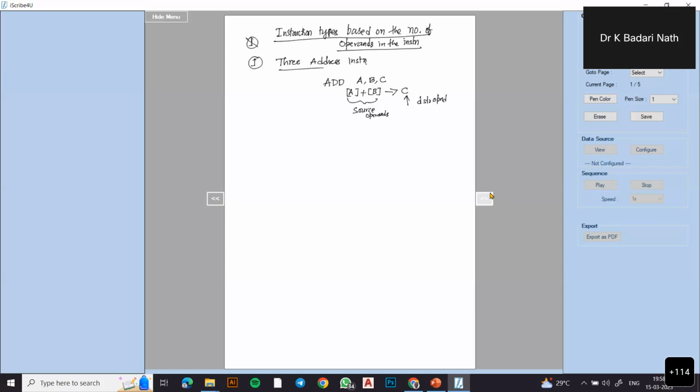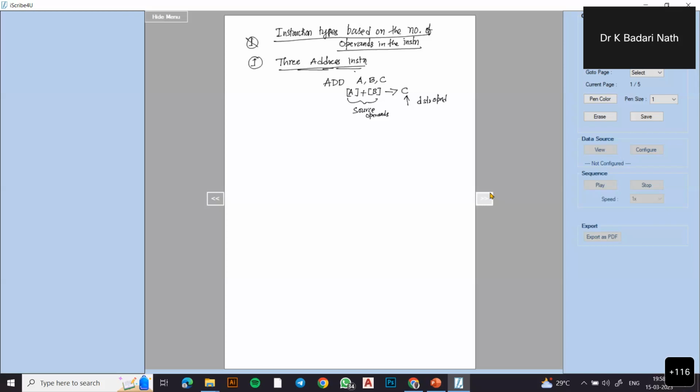So when do we call it a 3 address instruction? If I am able to refer to 3 memory locations in a single instruction, so that I have the flexibility of using the 3 addresses directly. I can add any 2 memory locations and store the answer in any one memory location. That type of instruction is called a 3 address instruction. What is the disadvantage here? The size of the instruction is more. It requires at least 4 words to represent your instruction.